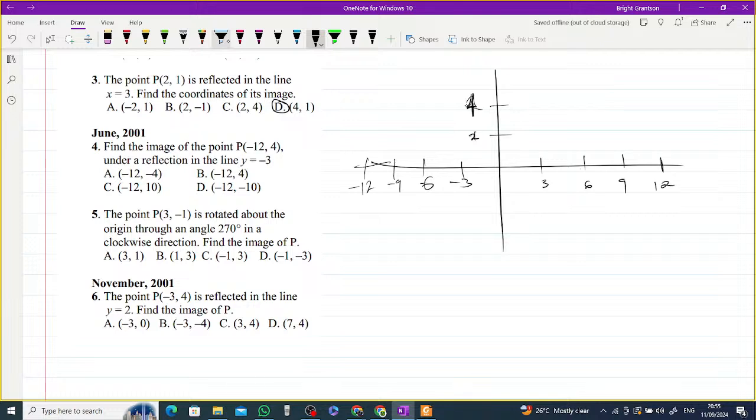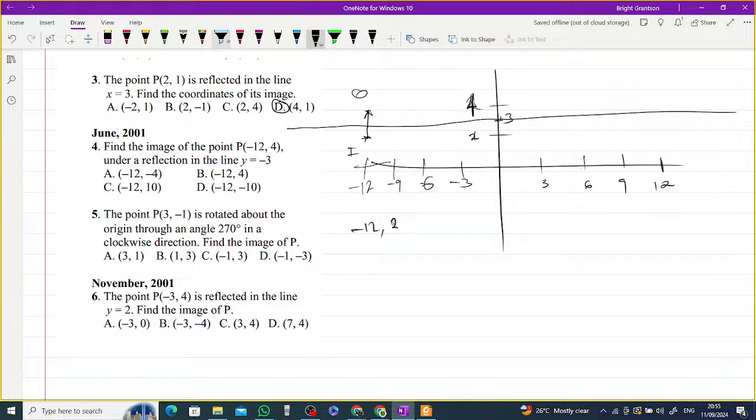So negative 12, 4 is here, right? It says, find the image of this point. So this is the object, in the line reflection of y equals 3. So this is the line. So if you want to see the reflection of this image, it is the distance between here and here, which is 1 unit. So it means the image will be here. The image is going to be negative 12 and what?